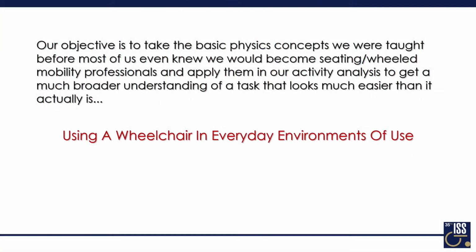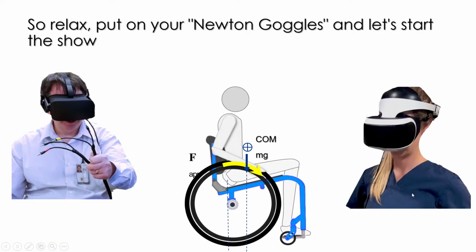So our objective today is to take the basic physics concepts that we all learned probably before we even knew that we were going to be seating clinicians and apply them in a common sense way that really allows us to get a more in-depth, detailed activity analysis when we look at the person we're working with as they use their seating system in their wheelchair, and not just their normal environment, but every environment of use. So just relax, put your Newton goggles on, and let's start the show.